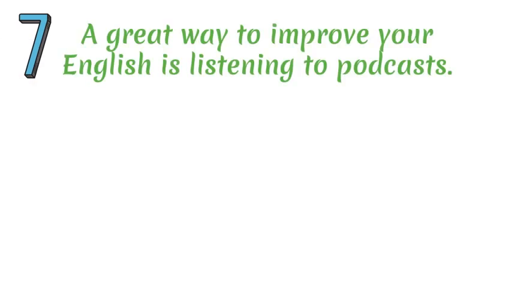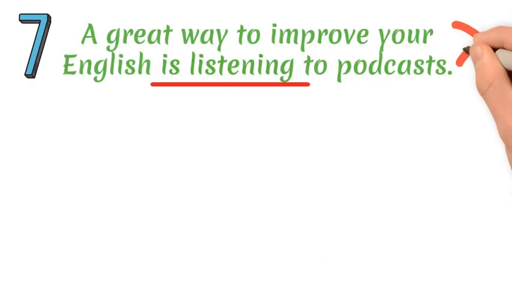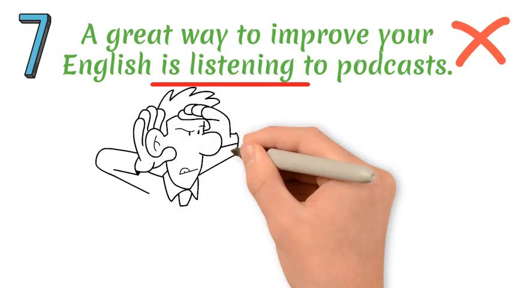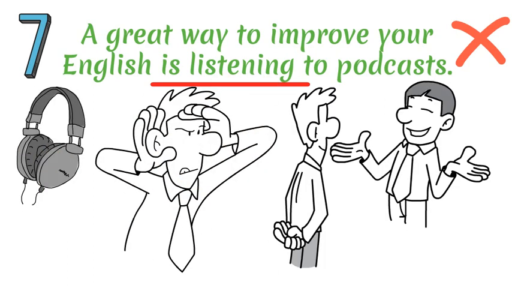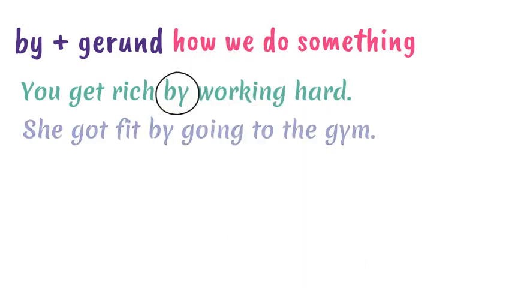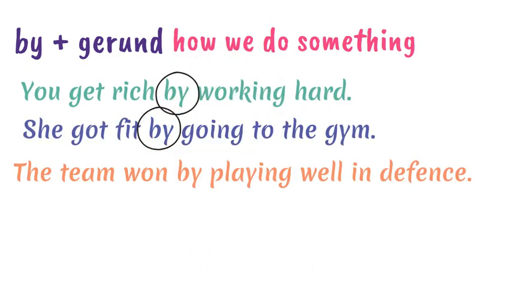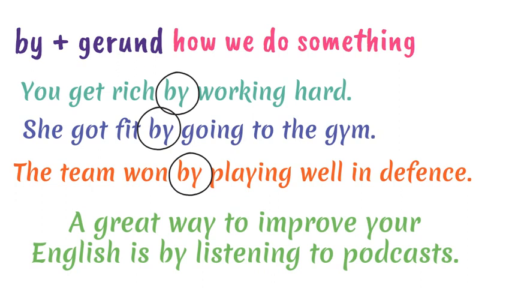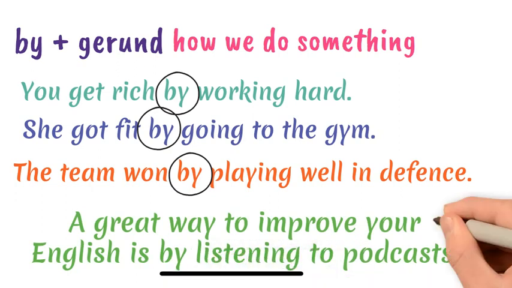Mistake number 7. When we want to say how we do something, we use the preposition by before a gerund. Here are some more examples. A great way to improve your English is by listening to podcasts.